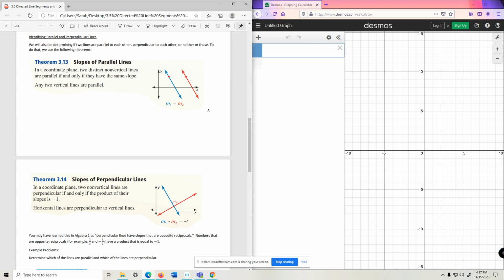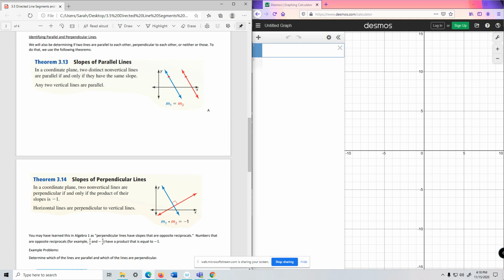Hello. Today we're going to be talking about determining whether or not lines are parallel or perpendicular or possibly neither. In order to do that, you might remember some of this from Algebra 1, but we have things now more formalized with theorems. There are a couple of theorems we need to talk about. So the first theorem is 3.13, which is slopes of parallel lines.